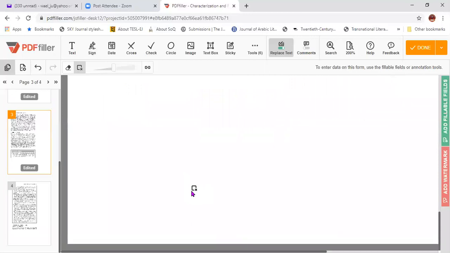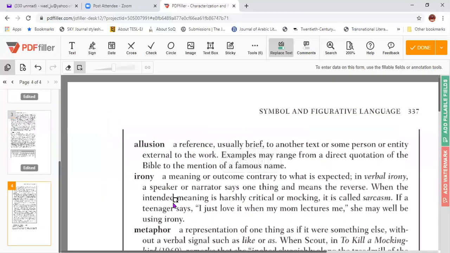Okay, now the second one, sorry, is the allusion. What does allusion mean? Allusion is a reference, usually brief, to another text or someone, person, or entity external to the work. Examples may range from direct quotation of the Bible to the mention of a famous name.